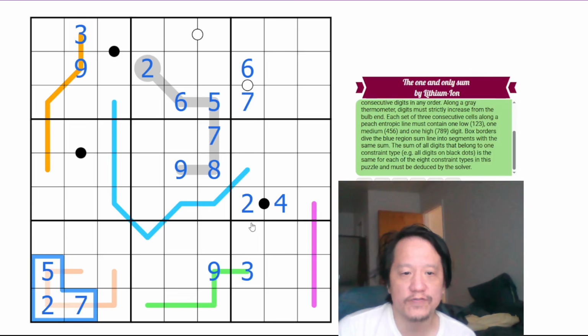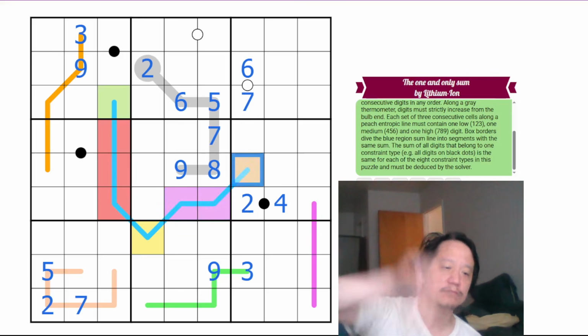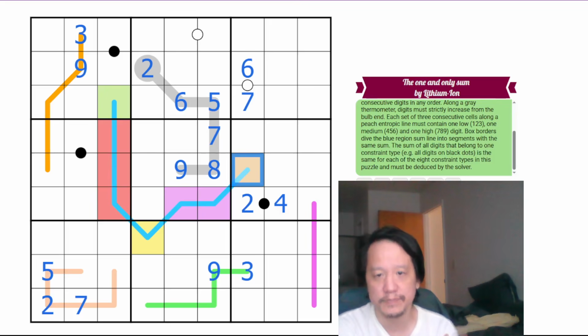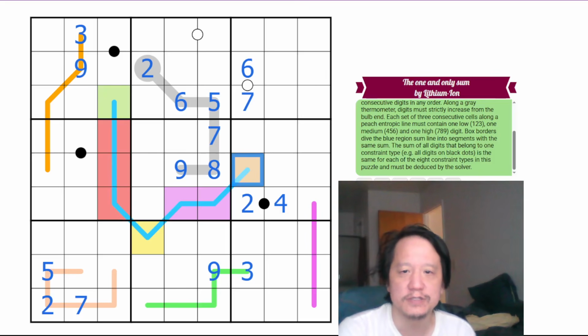Box borders divide the blue region sum line into segments with the same sum. So for example, this blue line is divided into segments. We have a segment here, a segment here, a segment here, a segment here, and then a segment here. And those must all sum to the same sum. So that's how region sum lines work.